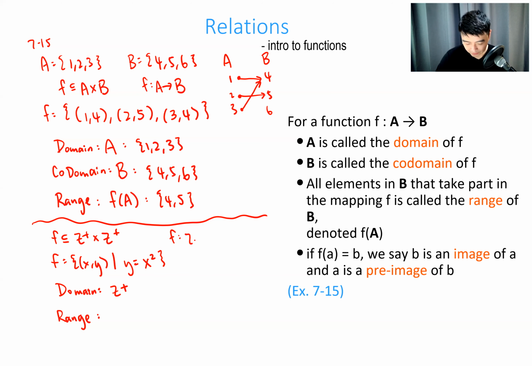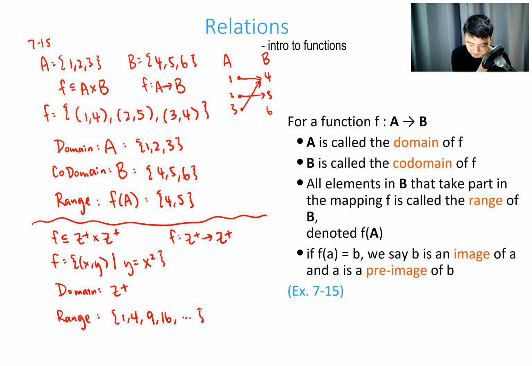We can call this a function from Z plus to Z plus. And so the domain is Z plus. What is the range here? Now, you might argue that the range is also Z plus, but it's actually not true, because there are certain elements in the codomain Z plus that are never used. For example, I never use the number 3. I never use the number 7. So the range is just the squared numbers, 1, 4, 9, 16, 25, and so on. This is the range of this function.